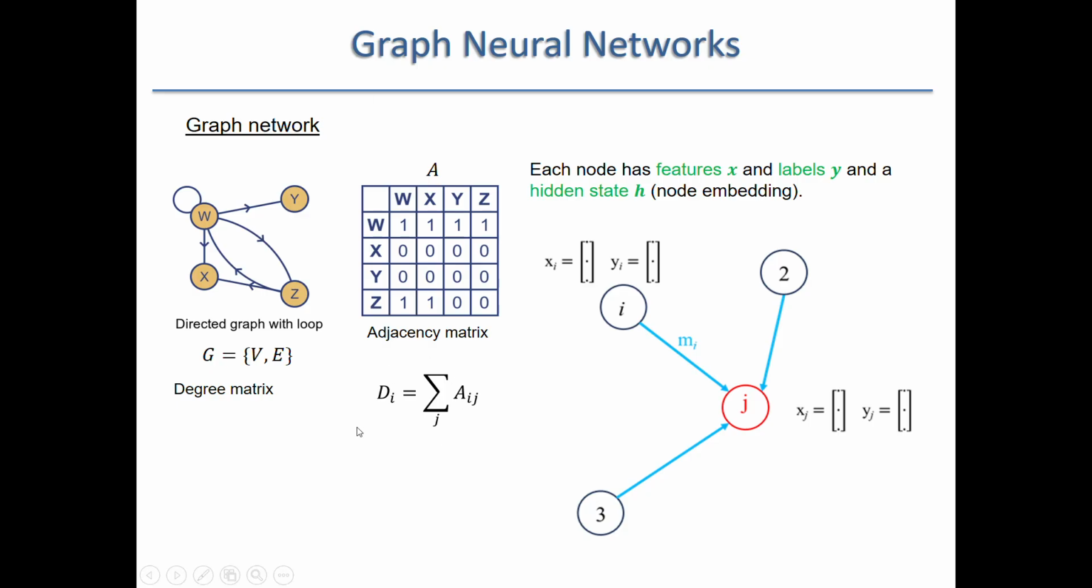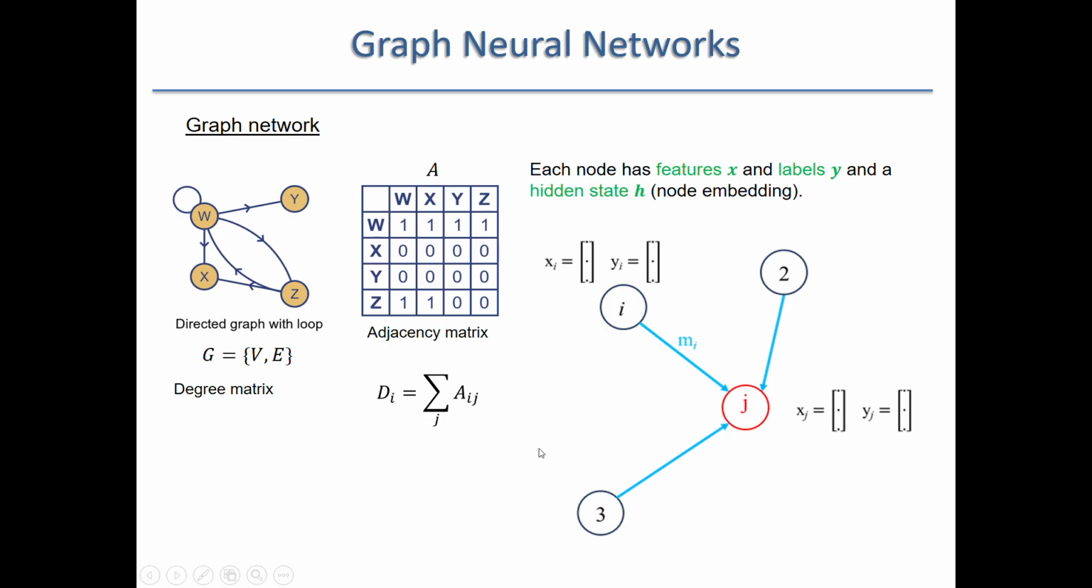Given the adjacency matrix, we can also define the degree matrix. If it is a 0, 1 adjacency, the degree matrix is just how many connections each one of the nodes has. It is a diagonal matrix where the elements in the diagonal are defined by this. That is a graph in general, a very simple introduction to graphs.